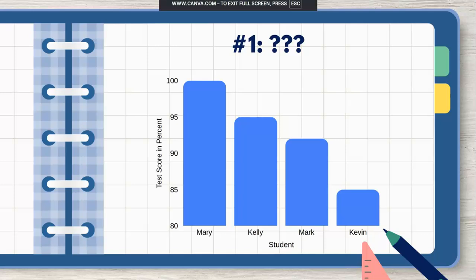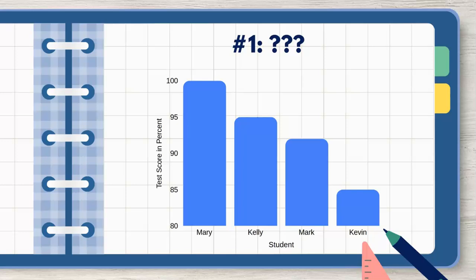Here's our first example of a misleading graph. I'll let you know the name of this data manipulation tactic in the next slide. For now, just take a look and see if you can notice anything off about how I've presented this data. We can see that this graph presents the scores of 4 students on a recent test.